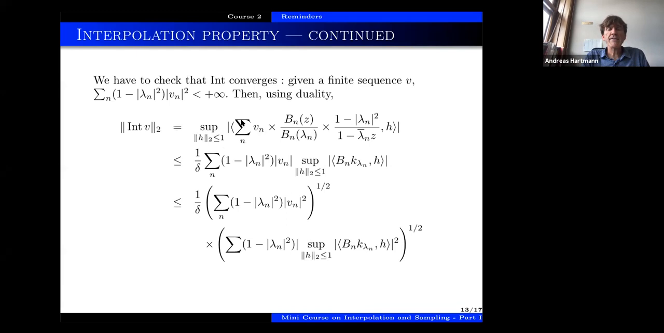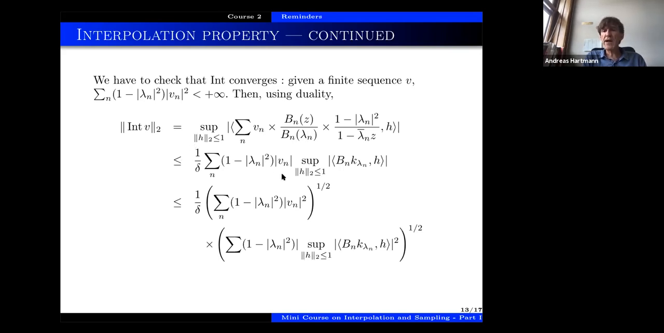And so I take the scalar product of this interpolation operator against h, and h has to be bounded in norm by 1. Okay, so then, of course, I can pull out the sum, I can pull out the values v_n, I can pull out 1 minus lambda_n squared, I can pull out 1 over B_n(lambda_n), I can pull all this out of the scalar product, and then I can use the triangle inequality. And I know that 1 over B_n(lambda_n) is controlled by 1 over delta. This is the Carleson condition we had.